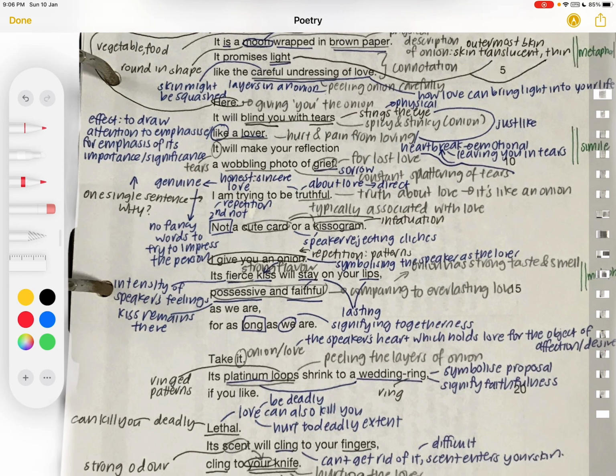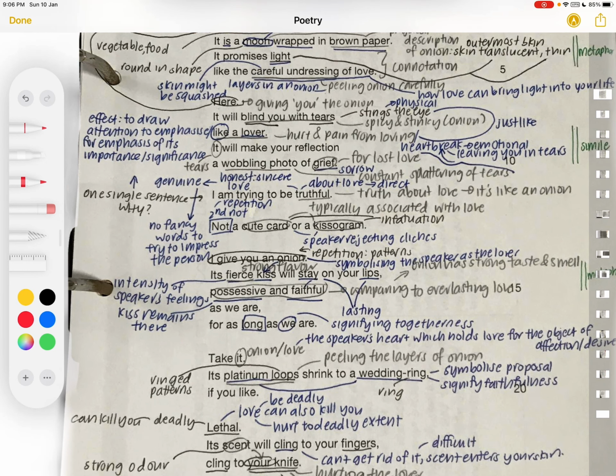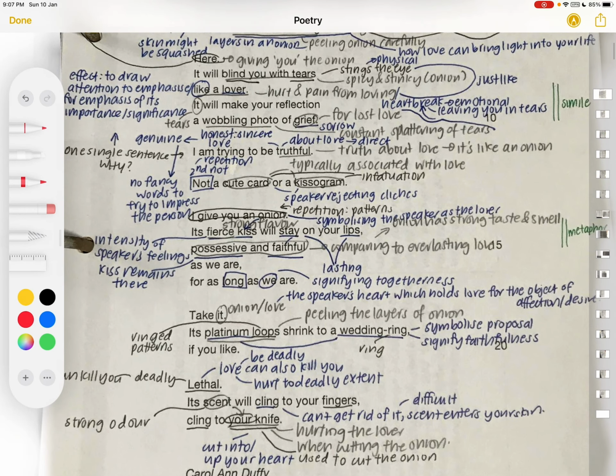Now moving on, "I am trying to be truthful." Here the poet is displaying a sense of honesty and sincerity, and thus the poet is actually trying to signal to us that she is using a very genuine tone and her genuine outlook on love. And she is again very direct because she admits that she is truthful. And the truth about love is that it's like an onion. So that is essentially what the whole poem is trying to say.